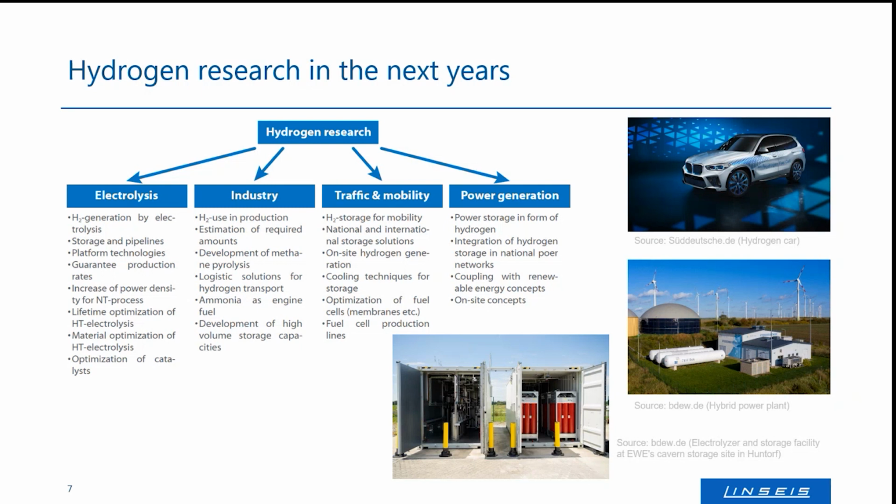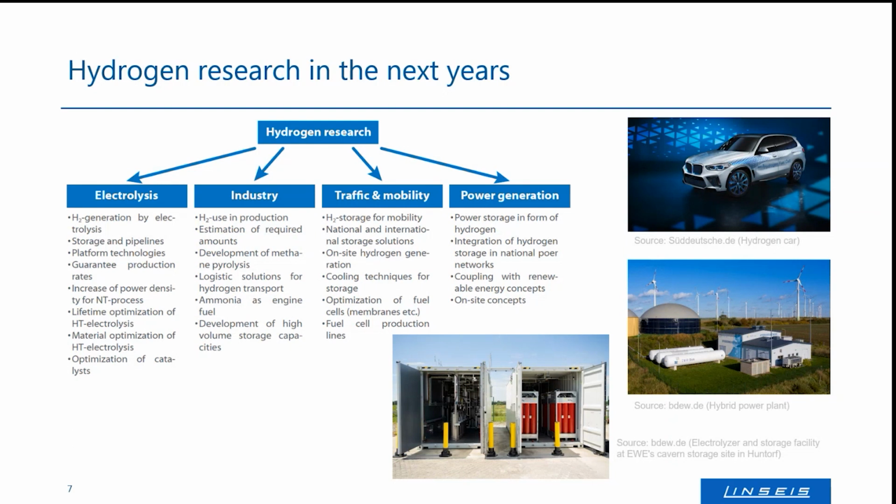There's a lot of research regarding storage and pipelines, guaranteed production rates. Of course, if there's sun power or wind power used, then there's fluctuation. So there's focus on how to get a constant production ongoing. Is it useful to support the green energy by, I would say, classic energy techniques to have an ongoing production or not? What's the lifetime of those electrolysis cells, and how to optimize the used catalysts?